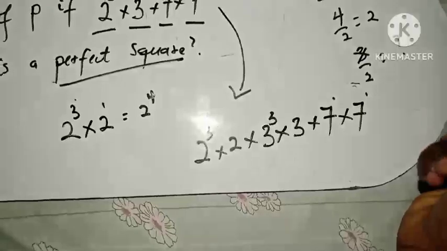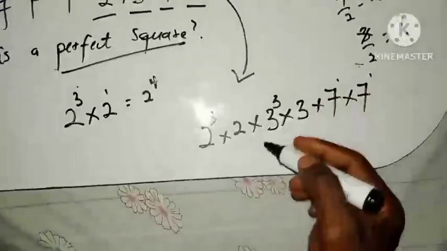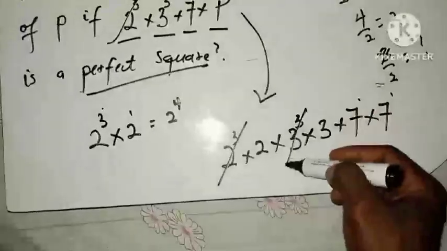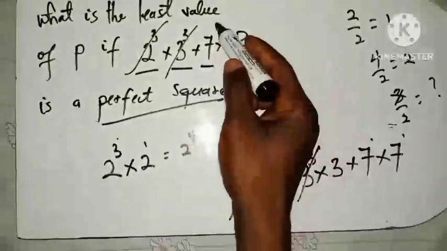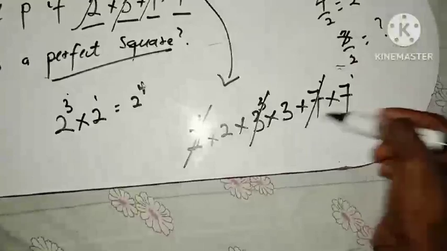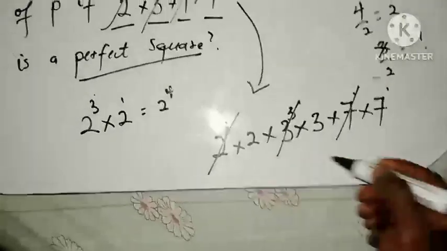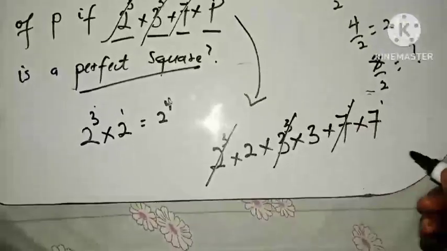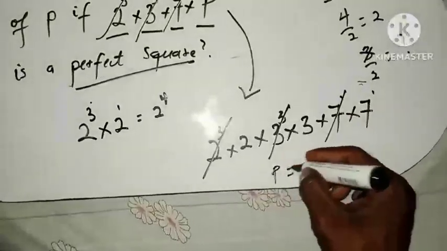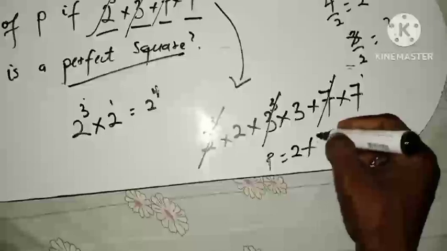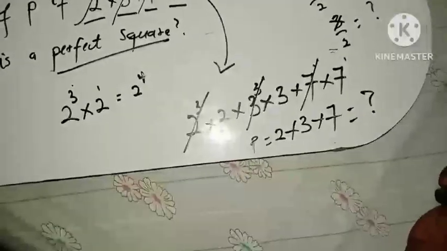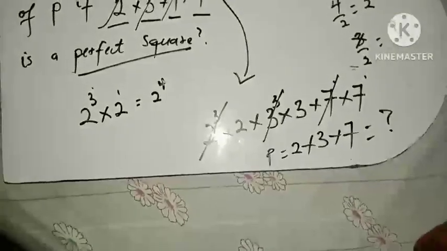Now what will be the value of p? We just need to cancel out. We have 1 of the 7, so cancel 1 of this 7 here. Anything that remains here is the p value, right? So what will be the p? Our p is going to be 2 multiplied by 3 and then multiplied by 7. What do you think would be the answer? Right? So very simple and straightforward.